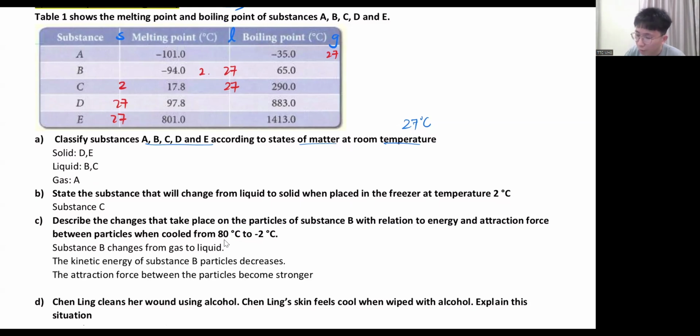Of course, we're going to mention the state a bit, because overall they say describe the changes. So we say that B, just now B is what? B is 80 to -2. So 80 is a gas. Then -2 is a liquid, because -94 is much lower. So it's actually gas to liquid. But what's the description? It's a cooling down relationship, right? So kinetic energy decreases, attraction force stronger. Particles move slower, but their attraction becomes stronger.